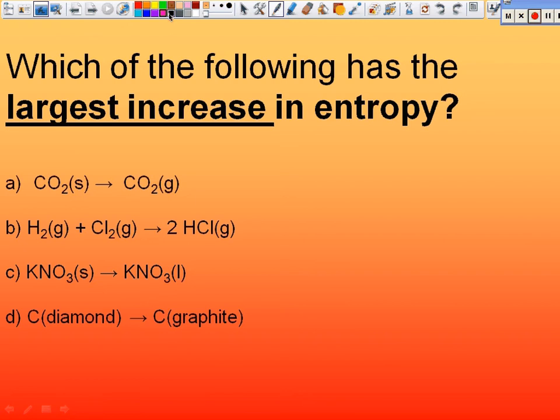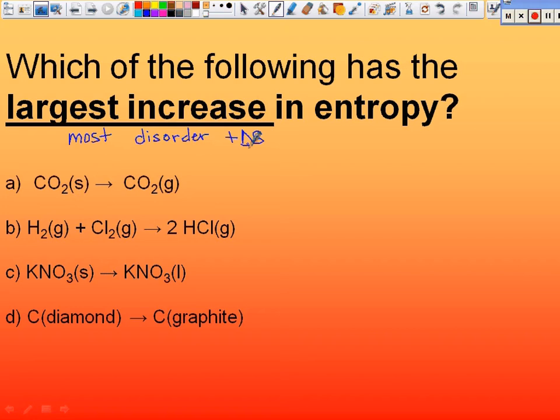So, is this the most disorder or the most order? All right. So, we're trying to create the most disorder. Very good. All right. So we're trying to make delta S positive here. All right. So A, we're going from a solid to a gas. In terms of states of matter, is that very disorderly? Yes.